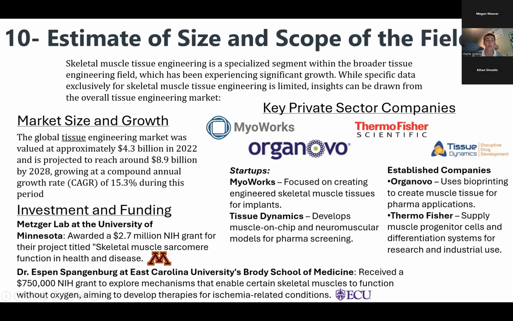And then some of the bigger players in the field that have been around for a while include Organovo. They do work outside of skeletal muscle tissue engineering too. I'm sure we've seen presentations in the past that have had this company as well. They use bioprinting, as Megan talked about earlier in the presentation, for more pharma applications. And then Thermo Fisher supplies muscle progenitor cells and differentiation systems for research and for industrial use.